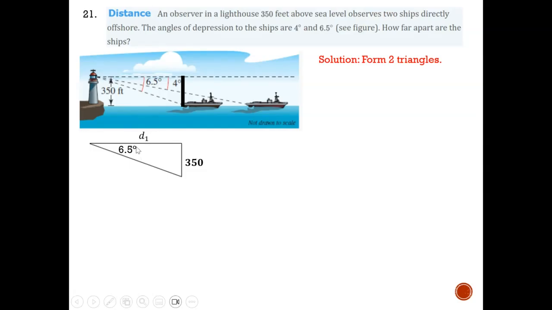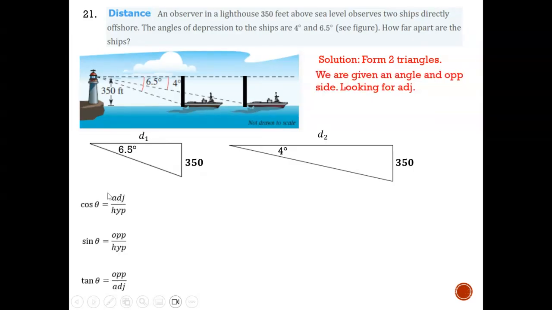What's given from this triangle is the opposite, and we're looking for the adjacent, so we have to use tangent. And this would be my second distance, ship 2. So it's going to be this triangle here, the one that has 4 degrees. This is again 350. This is 4 degrees, and we call it distance 2. After we find both of them, we're looking for the distance between them. How far apart are they? That's what we're looking for.